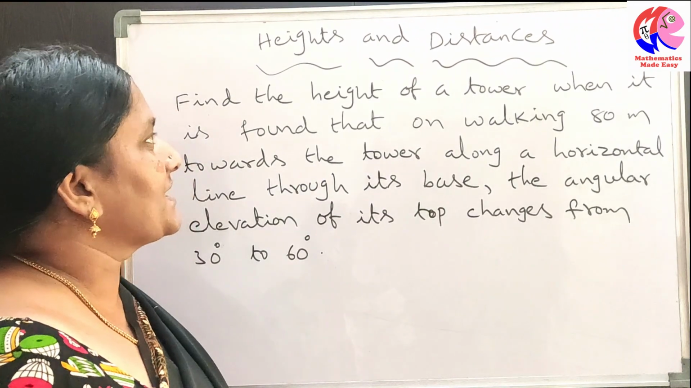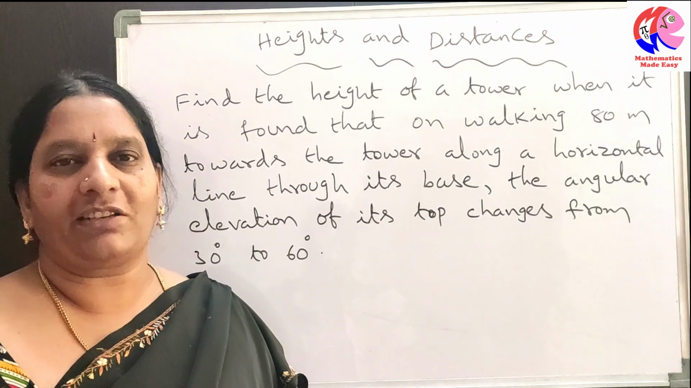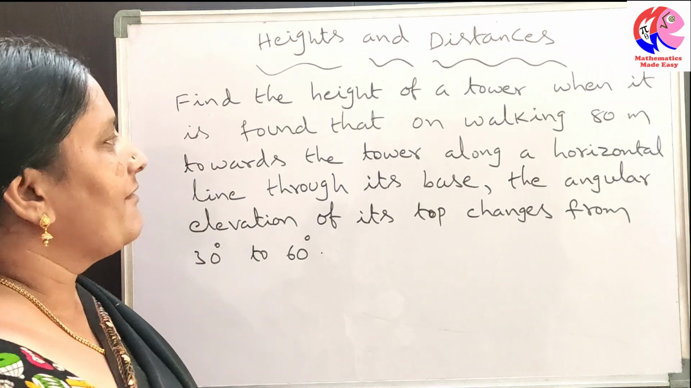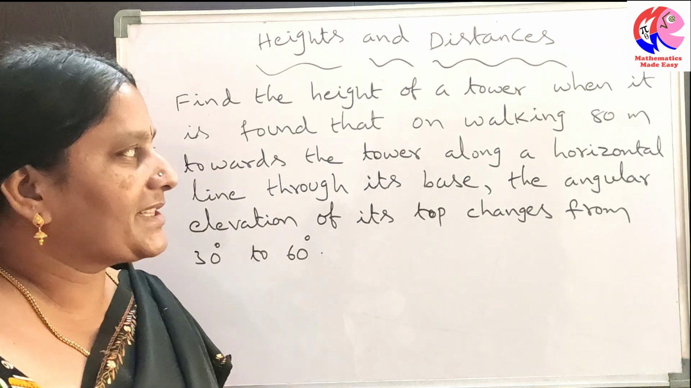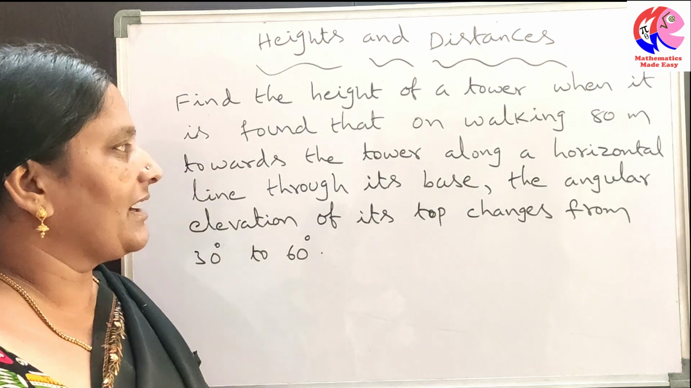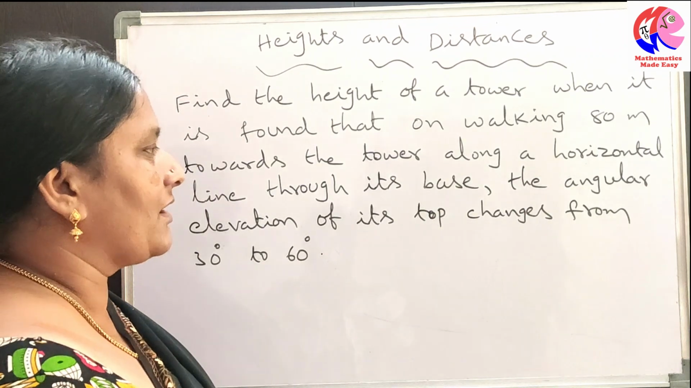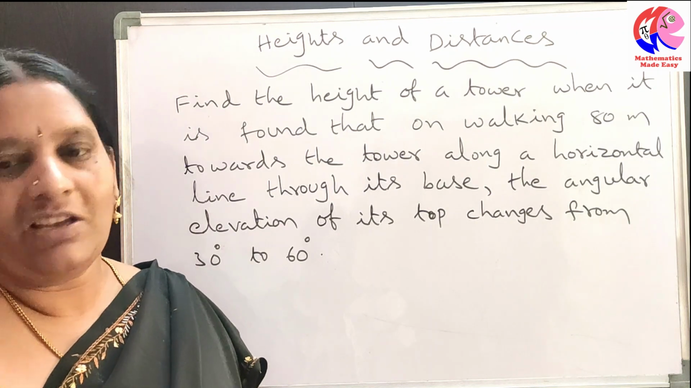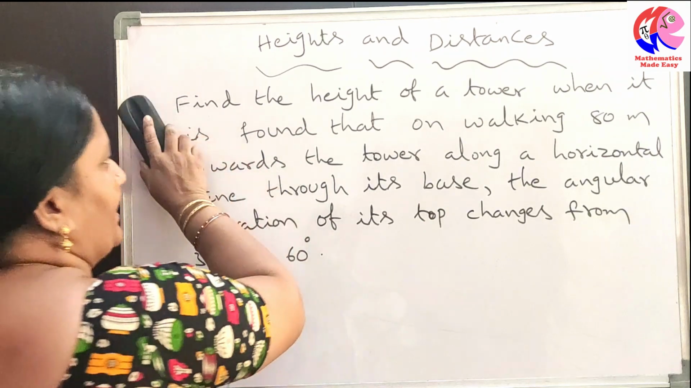Now the topic is heights and distances. We can call it the applications of trigonometry also. The question is, find the height of a tower when it is found that on walking 80 meter towards the tower along a horizontal line through its base, the angular elevation of its top changes from 30 degrees to 60 degrees. So first we have to draw the figure for finding the height of a tower.